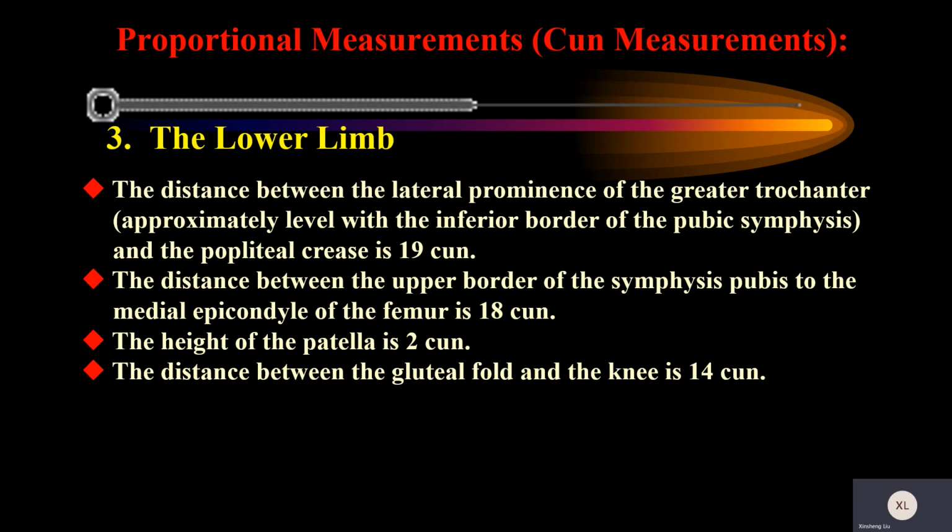The distance between the upper border of the pubic symphysis, or symphysis of pubis, same meaning, then to the medial epicondyle of the femur is 18 cun. Because you have to palpate to find the pubic symphysis, then find the medial epicondyle of the femur, the distal end of the femur. Remember that, 18 cun.